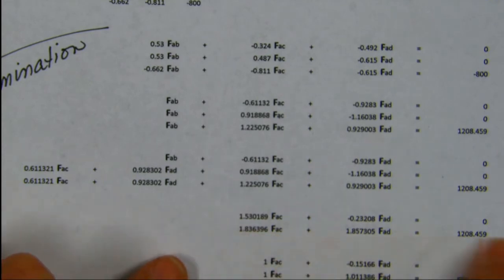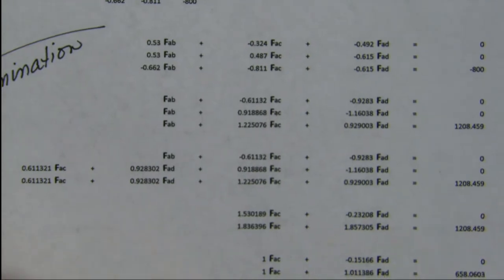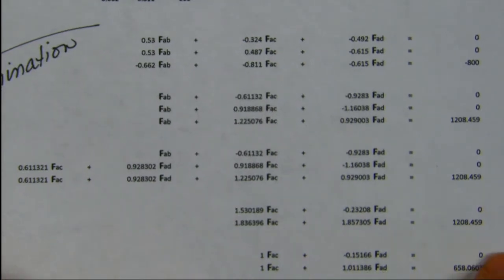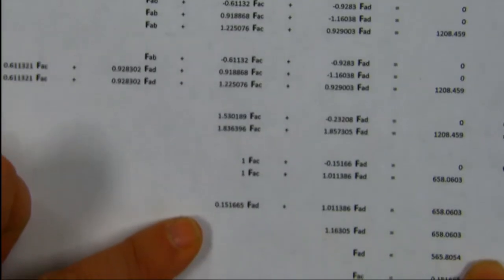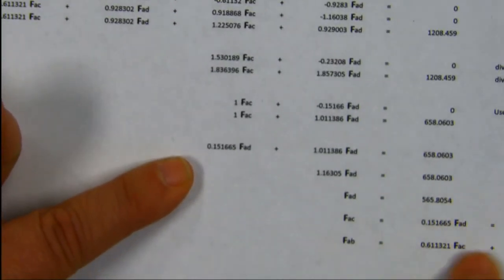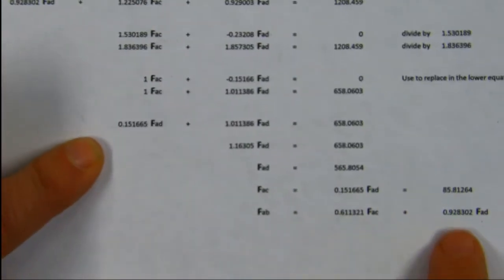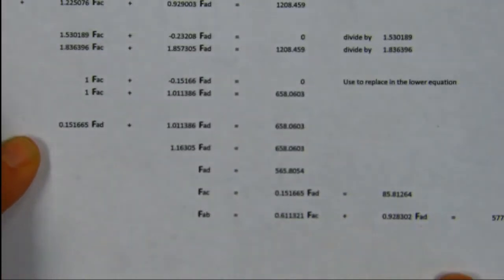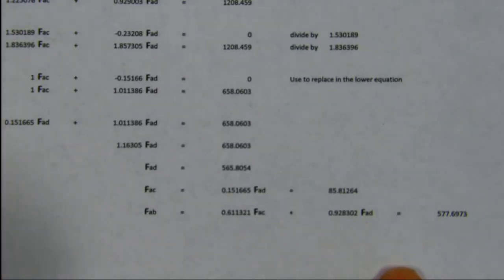Go ahead and sum them up. Then I'm going to divide by the 0.530 and divide by the 0.180 to give me these two equations. Use this one to replace in that one. That gives me that, which gives me my FAD solution, my FAC solution, and my FAB solution.